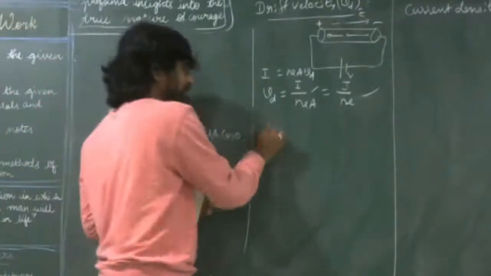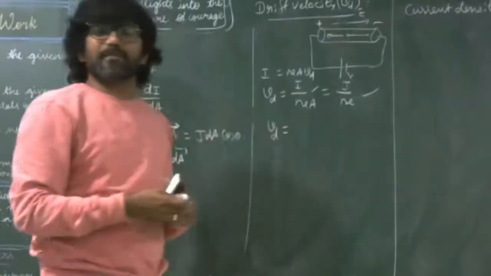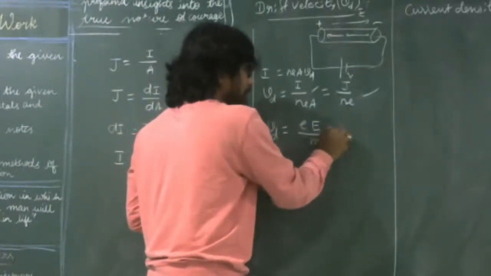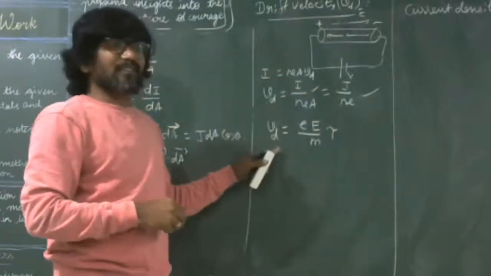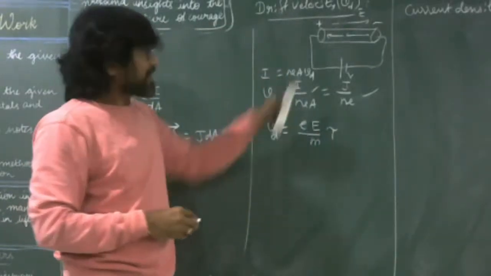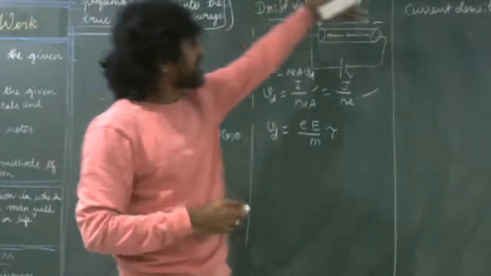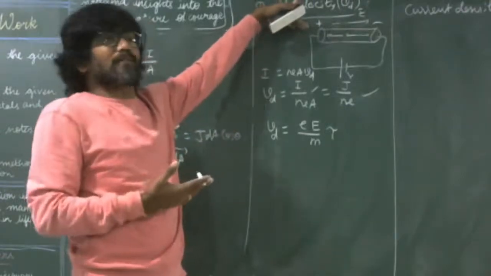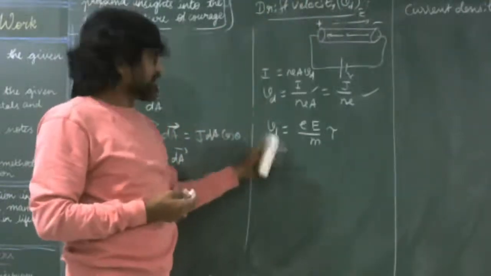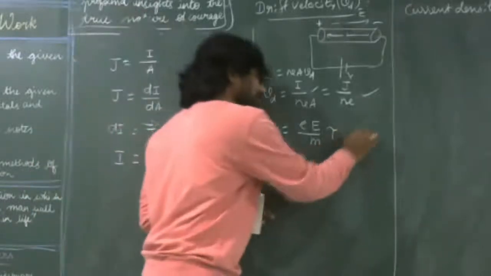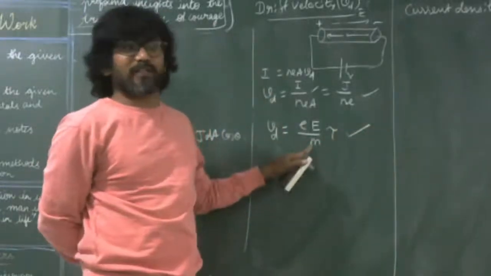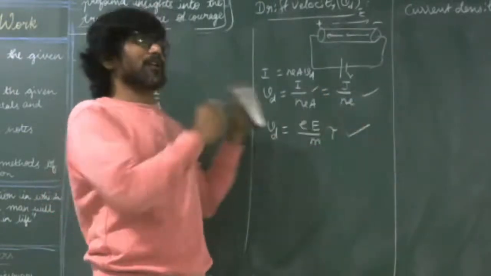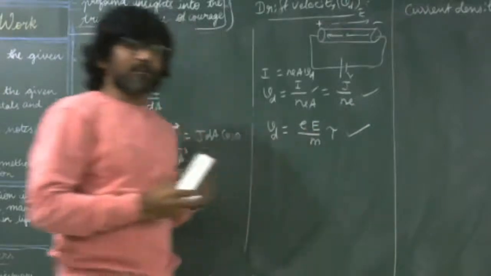Drift velocity can also be expressed in terms of field. How to express in terms of field? Vd is equal to E by m into tau, where E is the electric field. Velocity is nothing but acceleration into time. The electric force acting on the charges is QE in the electric field, and if we equate that with mass into acceleration, where acceleration is drift velocity by time, we get this expression. This is another way of expressing drift velocity in terms of electric field, in terms of current, in terms of current density. Depending on the data given, you can use any of these equations. This is briefly about drift velocity.